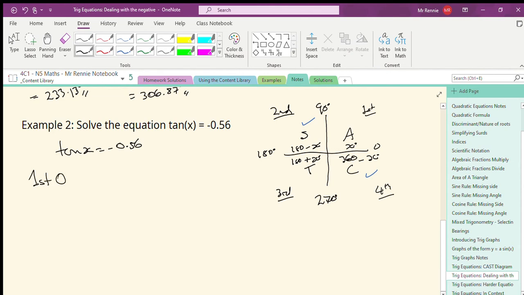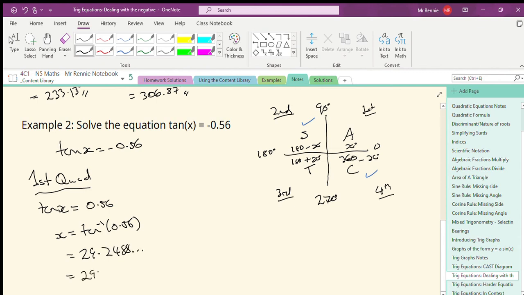So first quadrant, that's going to be tan of x. Remembering that I do not need my negative now. The negative told me which ones to tick, therefore once I've done that, I can drop the negative. So it's when tan of x equals 0.56. So do the tan inverse of 0.56, which gives me an answer of 29.2488 continued, which is 29.25 degrees. Let's now get my solutions.